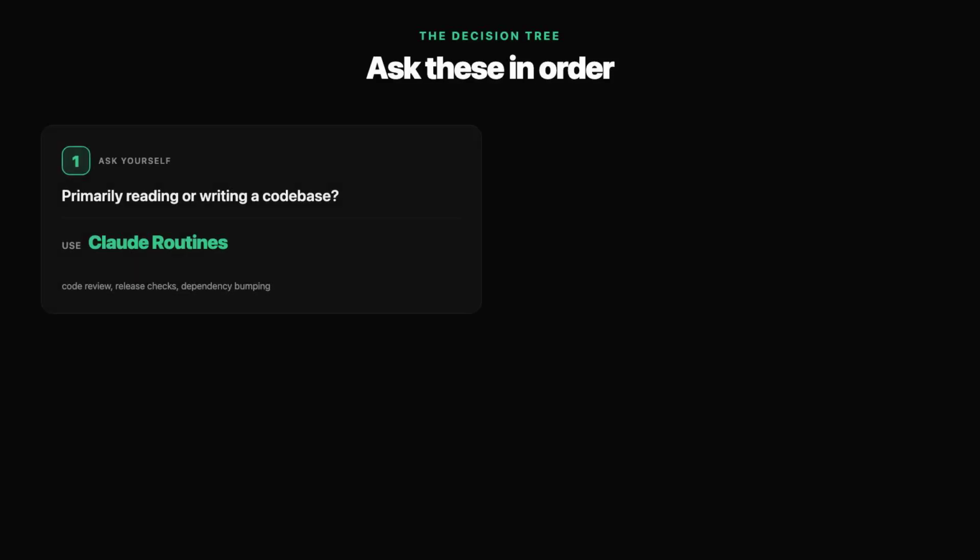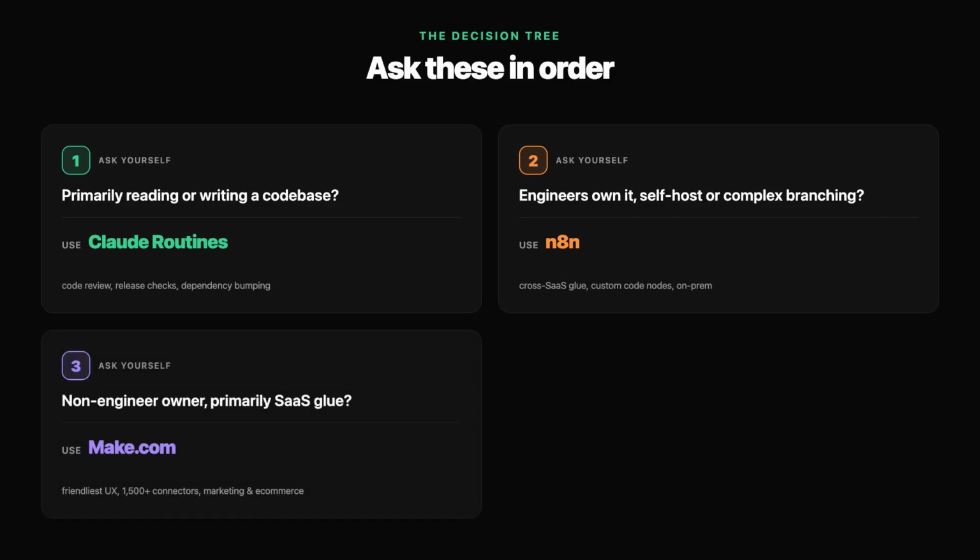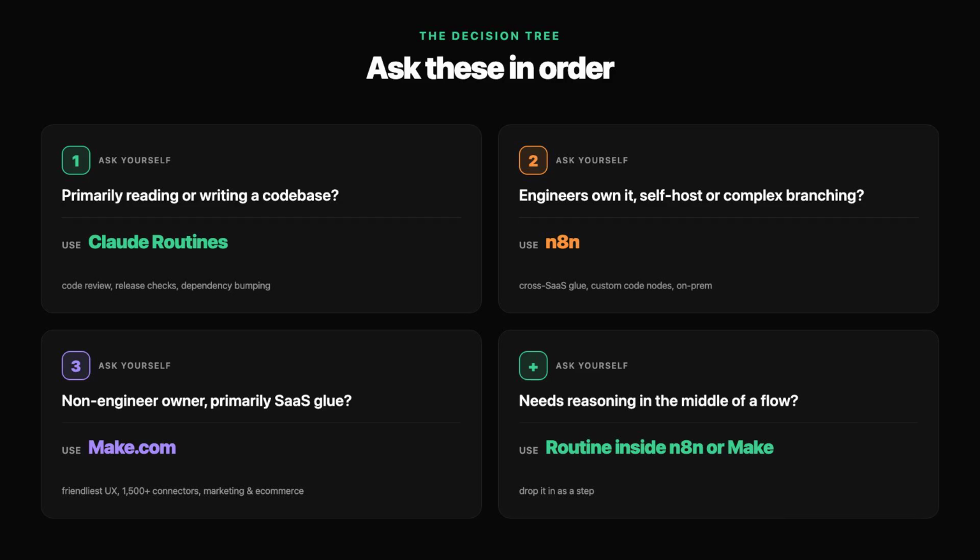Think of it as 3 questions, and the answer points you at one of the 3 tools, or sometimes all 3 working together. First, is the work primarily reading or writing a codebase? That is Claude Routines: code review, release checks, dependency bumping. Second, do engineers own it and you need self-hosting or complex branching? That is n8n. Third, does a non-engineer own it and it is mostly SaaS glue? That is Make.com, friendliest UX, broadest connector library.